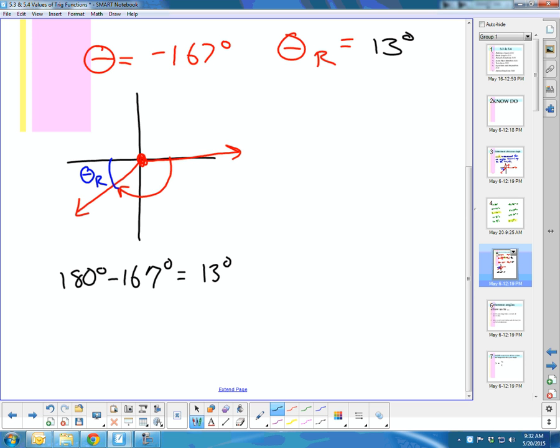And I don't have to worry about negative. I always want an acute angle. I want it to be positive. Eventually, we're going to start reflecting this into the first quadrant. So I always want those to be positive. We'll always take the absolute values.